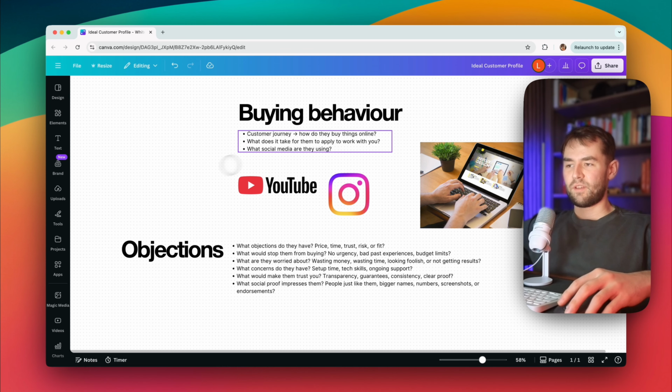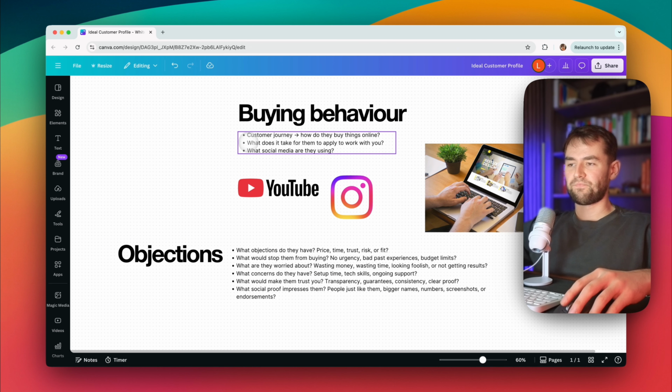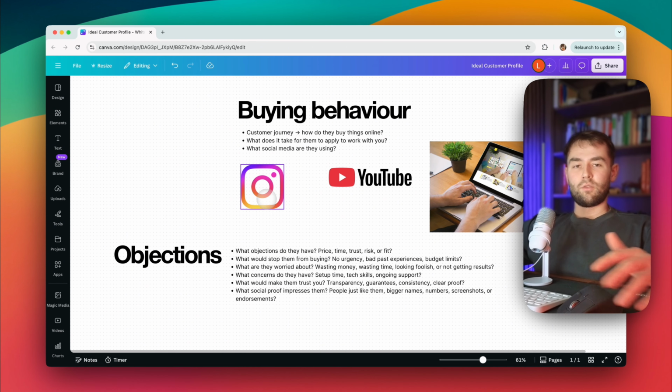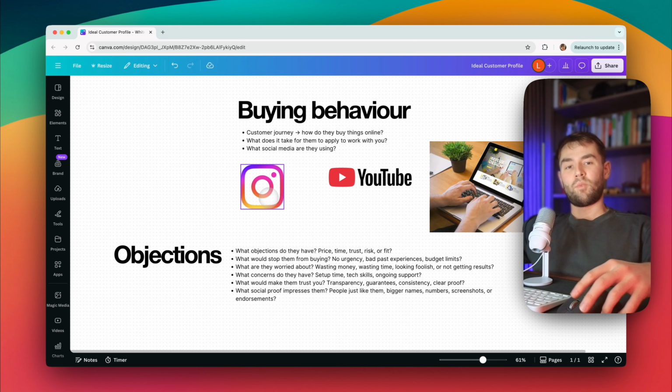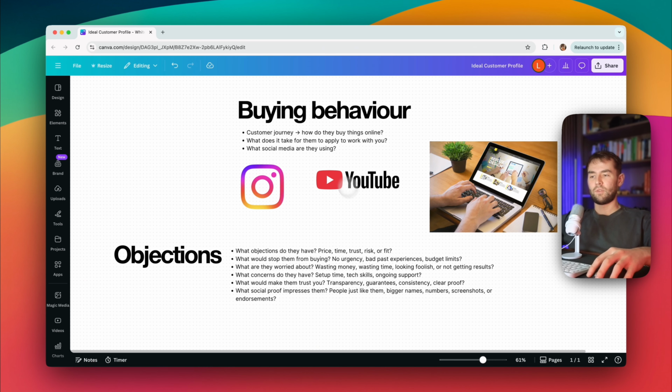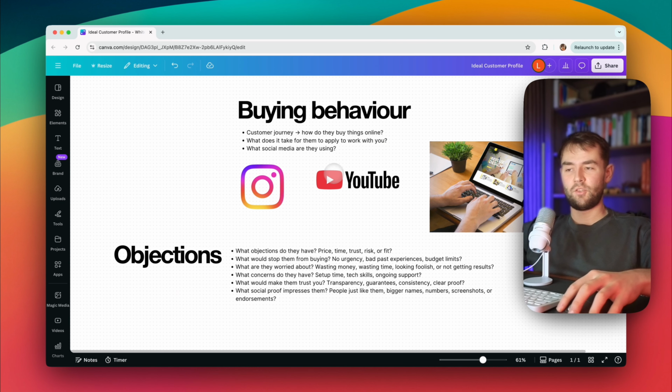Next, we've got buying behavior, and this is also objections. So first of all, we need to think about the customer journey. So how do they buy things online? So I'm looking at me for an example. If I see something on Instagram, like, you know, it could be I was looking at a video editing course a few months ago. Saw some really cool video shots on Instagram, and that got my attention. Then I went over to YouTube to find out a little bit more. So that was my next step in my sort of buy-in journey.